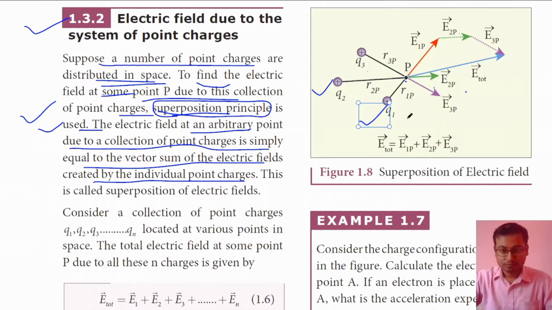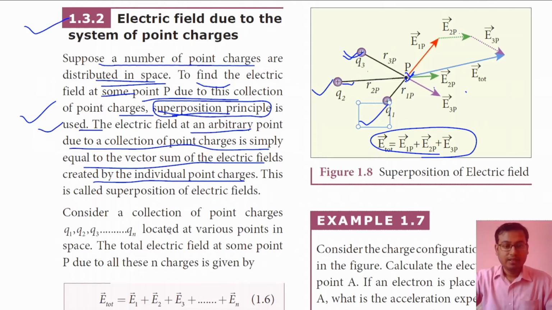Summarizing all, it will be equal to the vector sum of the electric field because of Q1 at point P, plus the electric field because of charge Q2 at point P, plus the electric field because of charge Q3 at point P. That is E total equal to E1P plus E2P plus E3P. This summation is in the form of vector addition, not a simple addition, because electric field has magnitude as well as direction. It is a vector quantity.